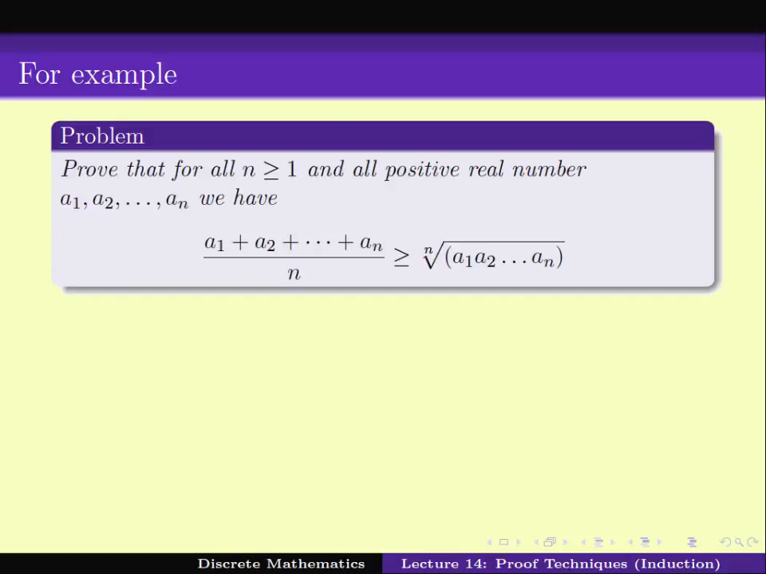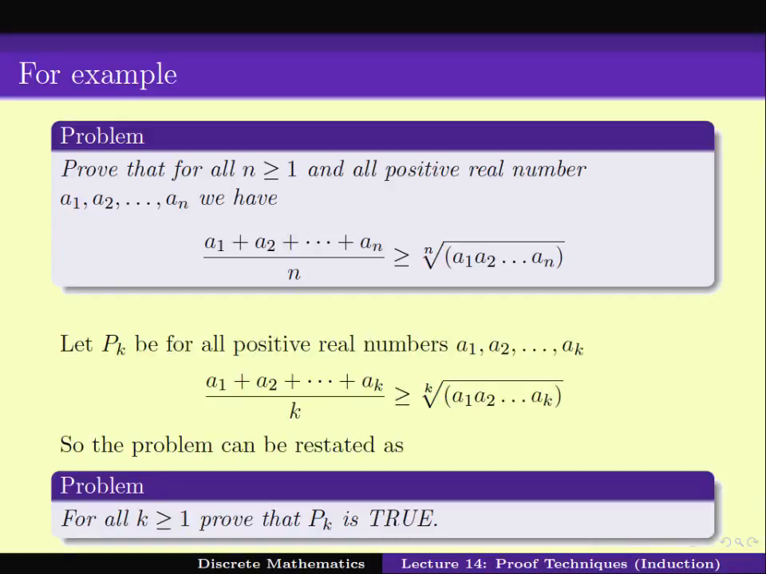In this problem, let me break it up in the following way again. Let pk be the statement that for all positive real numbers a1 to ak, the average of a1 to ak is greater than or equal to the kth root of the product. Since the original problem says that we have to prove it for all n, this statement boils down to proving that for all k greater than or equal to 1, pk is true. So this is another example of breaking up the whole problem into smaller problems.